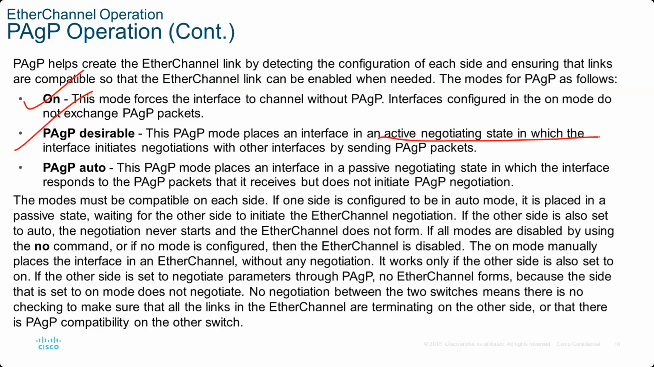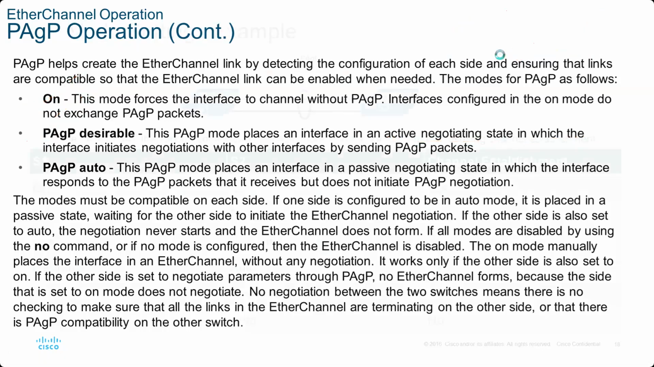So imagine there are 2 switches connected. I say this is desirable. It means that this is sending communication to the other port to initiate the PAGP process. PAGP auto is nothing but it also responds. It not only sends, it also responds. For example, if I say this is auto, it responds to any negotiation message that it receives. A very important caution note here is that both sides of a switch should be on the same mode. That is one important caution note whenever we do an Etherchannel.